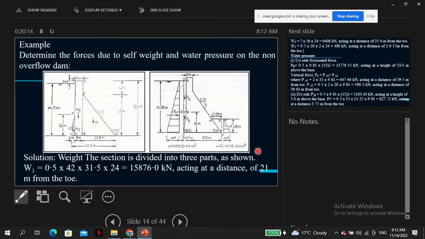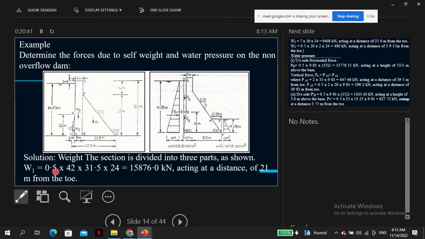So we have an example here to show. Determine the forces due to self-weight and water pressure on the non-overflow dam. So this is the cross section of the dam. Solution: the weight of the section is divided into three parts. You can figure this out for yourself. I think it should not be an issue.